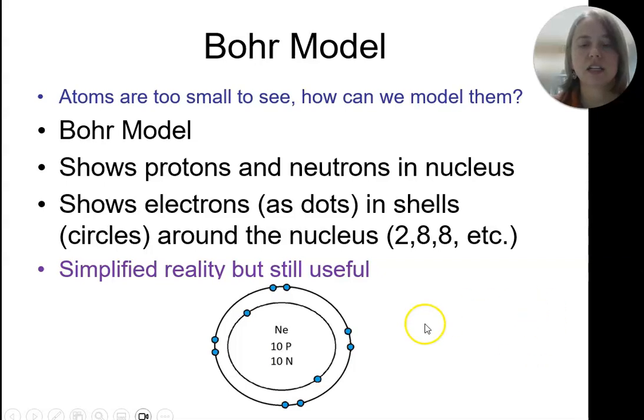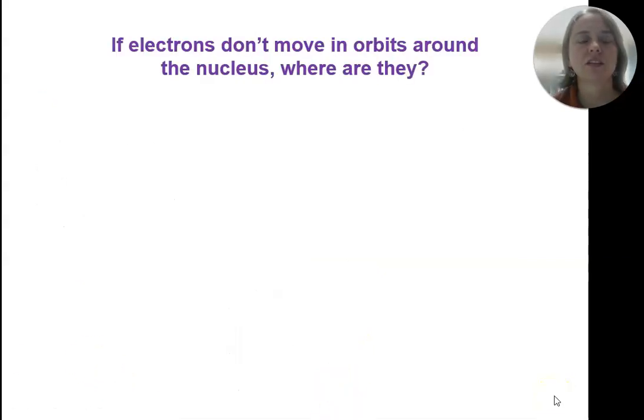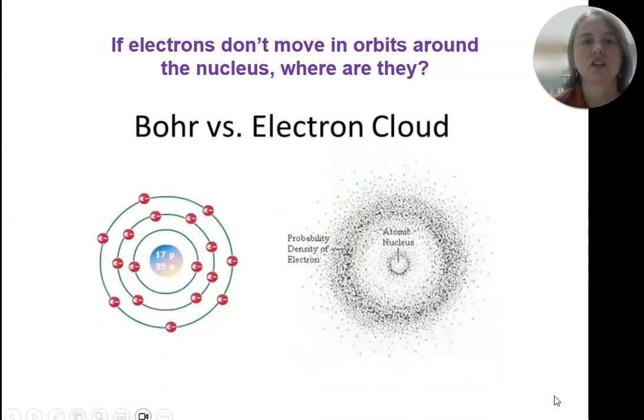All right, please draw an example of neon, which would have 10 protons and neutrons in the nucleus, and then 2 electrons in the first shell and 8 electrons in the second shell. Okay, so I said it was simplified reality. The electrons aren't actually going around in an orbit like the planets around a sun. So if they're not orbiting, where are they? What are they doing? Well, that is an excellent question.